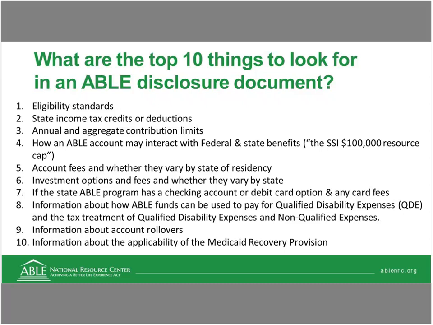Two, does that state have income tax credits or deductions related to contributions made to that? Three, what are the annual and aggregate contribution limits, of which the annual should be consistent across all programs, the aggregate might be different, or will most likely be different, from program to program. Four, additionally, you're going to want to understand and read about how the ABLE account may interact with federal and state benefits. Fifth, you're going to want to understand account fees and whether they vary by state of residence.